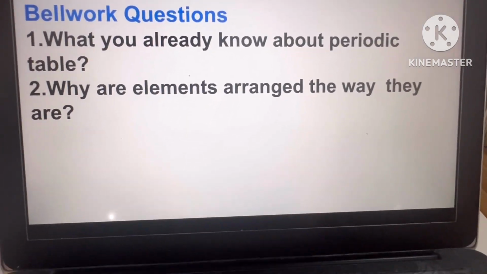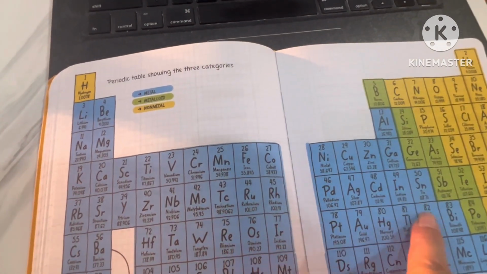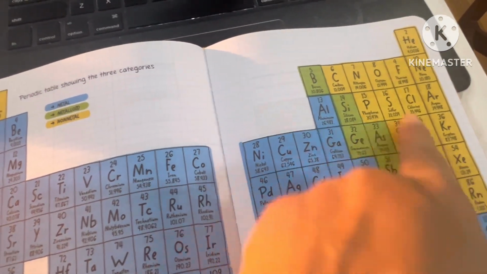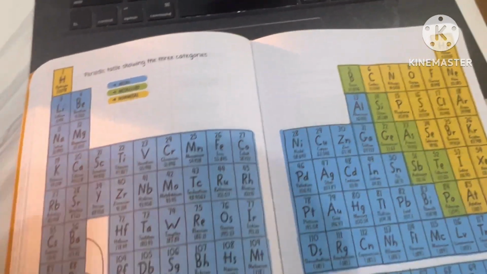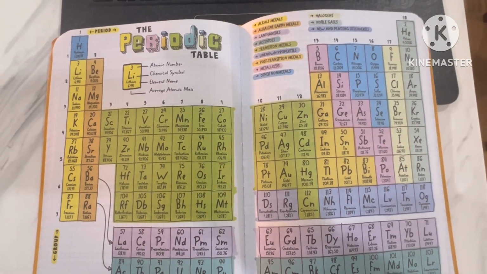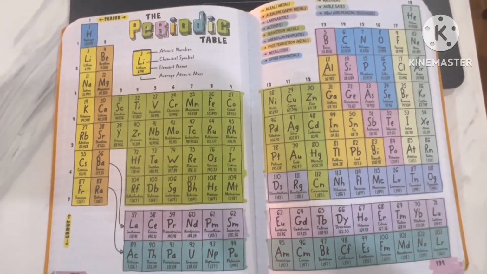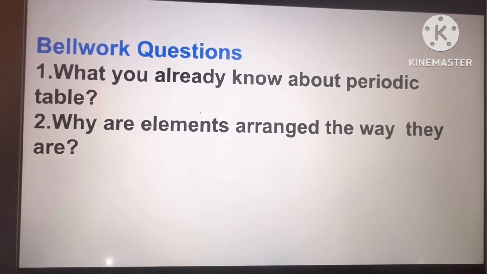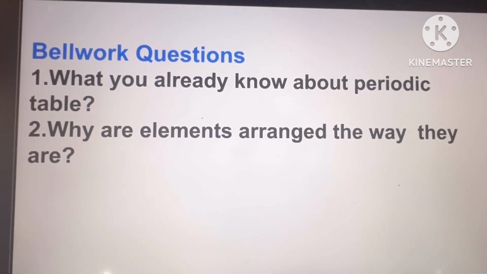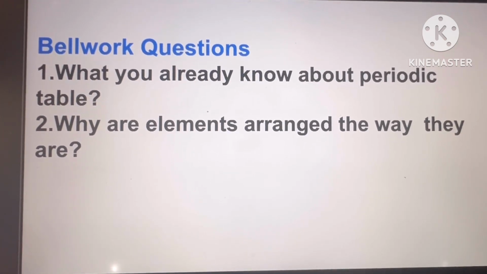Probably some of you will say there are metals in the periodic table. There are also non-metals and metalloids. And that could be one answer. Another possible answer is the periodic table is composed of different elements. That's very good. Now, how about question number 2? Why are elements arranged the way they are? Before we can answer question number 2, let us explore more about the periodic table lesson.